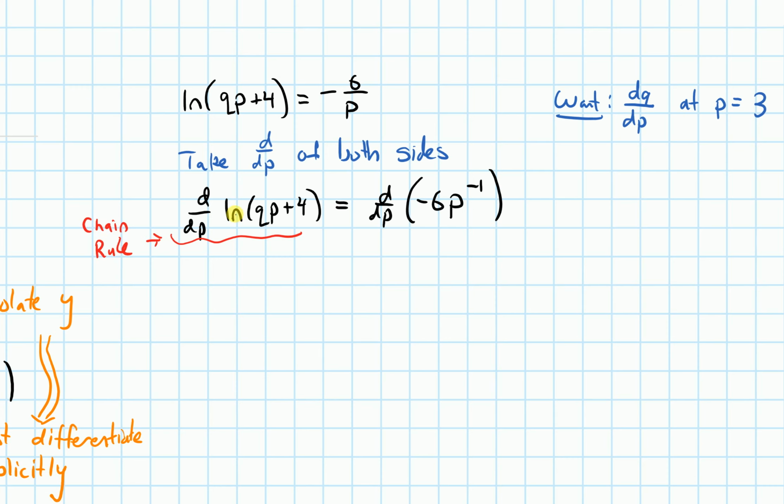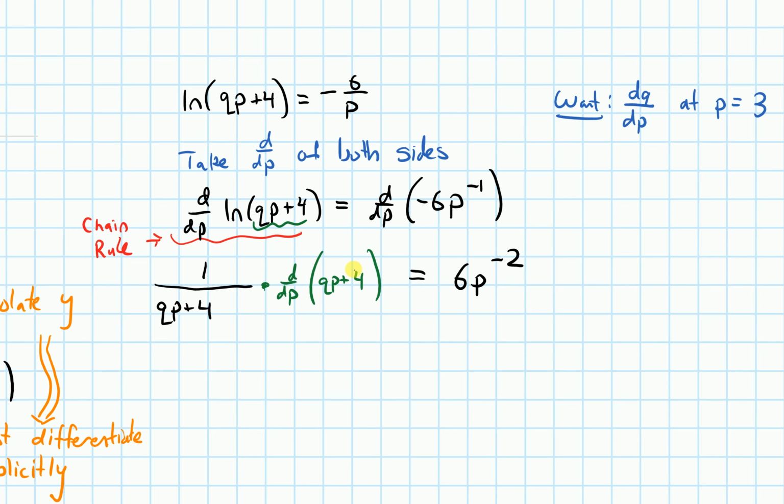And chain rule says, we'll first take the derivative of the outside, the ln, and I'll get 1 over the stuff that's inside, qp plus 4. But then chain rule says, well, multiply that by the derivative of the inside. So the inside is qp plus 4. Okay, so that's how we take the derivative of ln of stuff using the chain rule. And on the right-hand side, that one's not too bad. It's just power rule. Bring the negative 1 down. It'll give this positive 6. And then I subtract 1 from the power and get p to the negative 2.